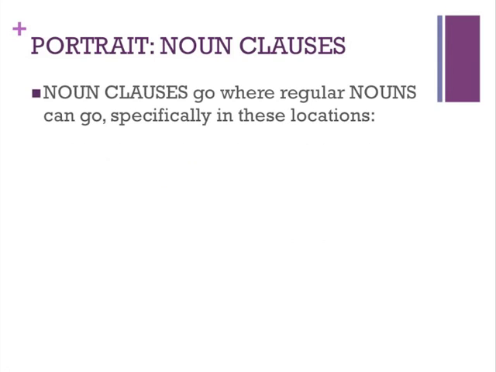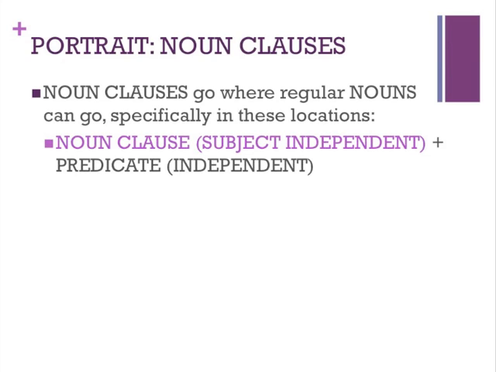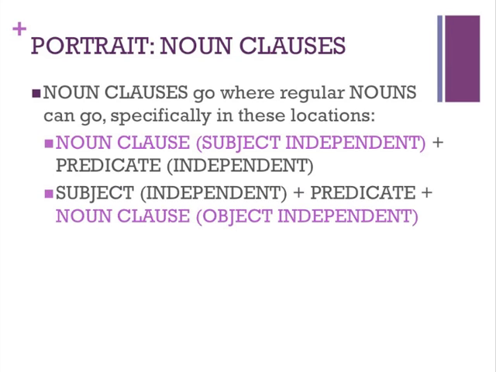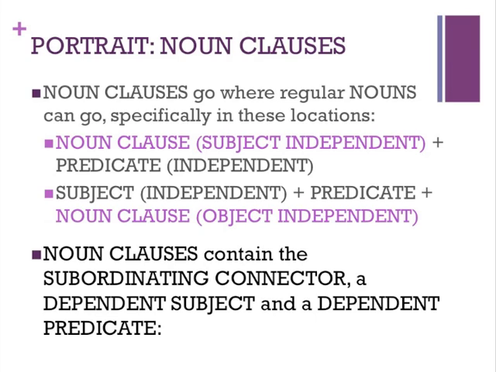Okay, now let's look at noun clauses. Again, noun clauses can go where regular nouns can go, specifically in these locations, as the subject of a predicate independent idea, as the object in the predicate, and of course we can see them also as the objects of prepositions, but we're only going to focus on these two here. Noun clauses, though, do contain a subordinating connector, a dependent subject, and a dependent predicate.